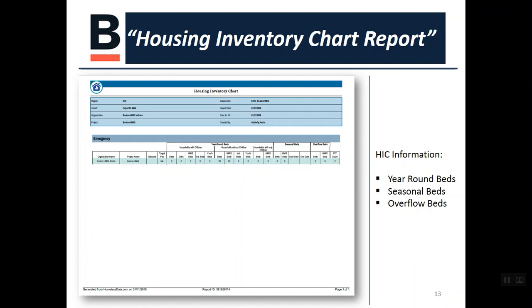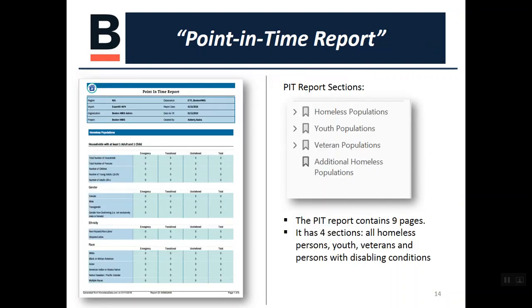This is a snapshot of what your housing inventory chart report will look like, and that includes year-round beds, seasonal beds, overflow beds, and your pit count. This slide just shows the first page of what your point-in-time report will look like. There are 4 sections in this report. That's the overall homeless population, the youth populations, the veterans populations, and additional homeless populations.